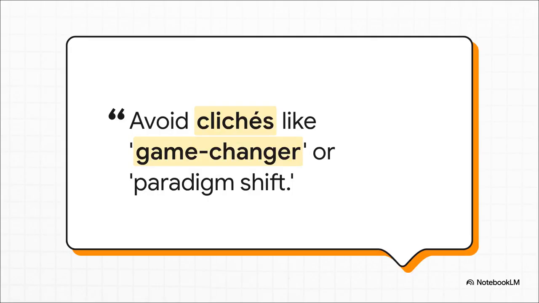And this is just a perfect example of a simple prohibition constraint. Just telling the AI to steer clear of overused marketing buzzwords instantly elevates your copy. It makes it sound fresher, more authentic. It's such a tiny instruction, but wow, it has a huge impact.